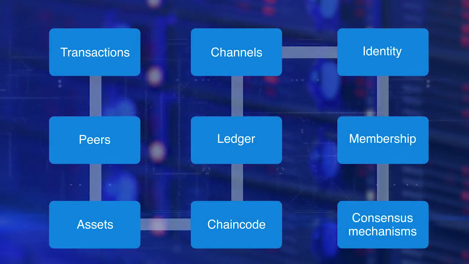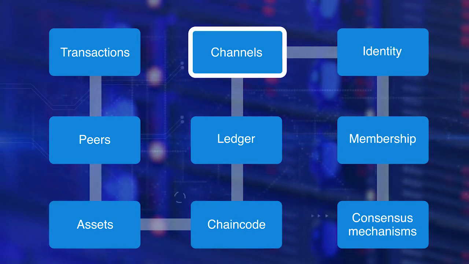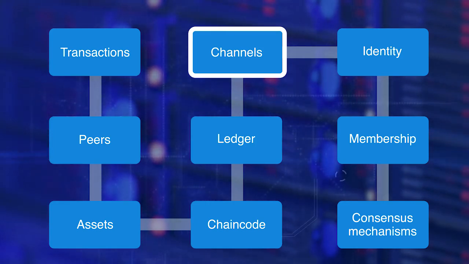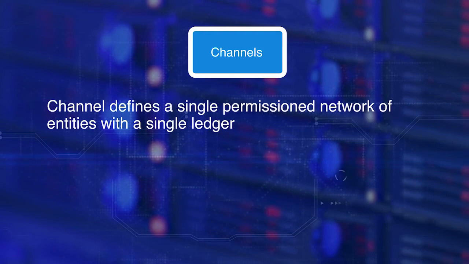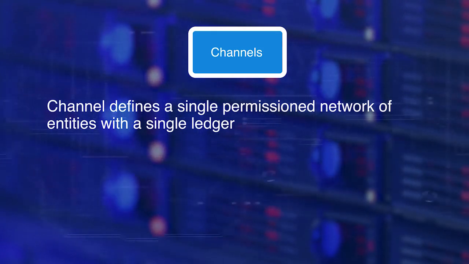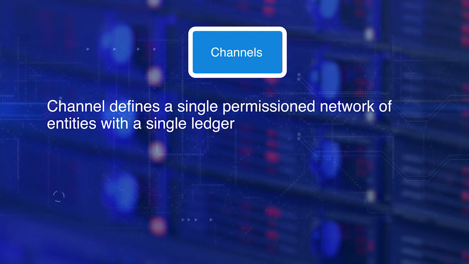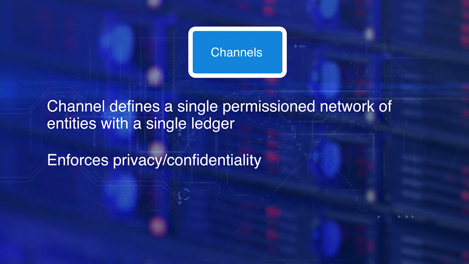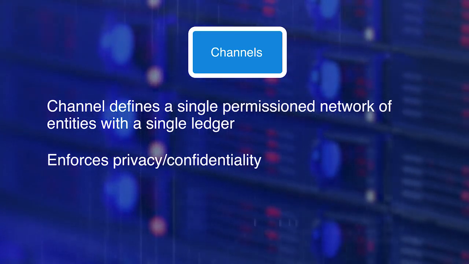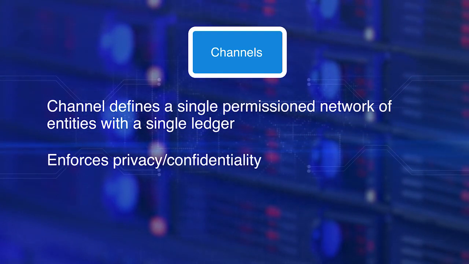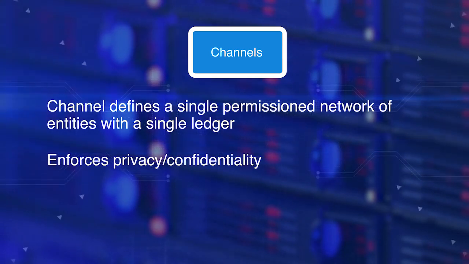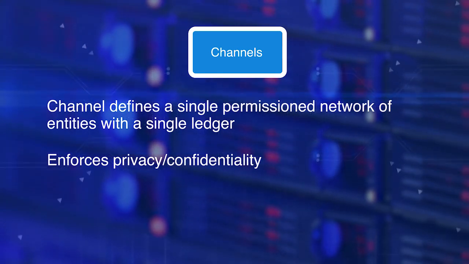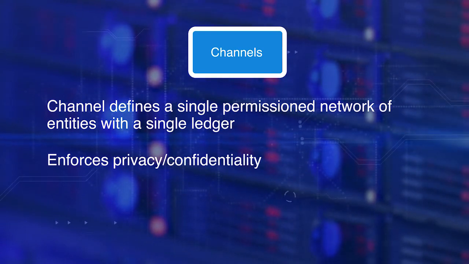Another element of the fabric model is channels. Fabric enforces privacy and confidentiality through the channel concept. A channel defines a single permissioned network of entities with one single ledger for all its transactions and state changes. A channel provides a segregated fabric for a group of entities to transact privately. Even within the channel, data and transaction confidentiality can be achieved by obfuscating and by using cryptographic methods.